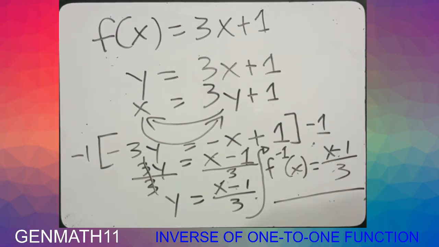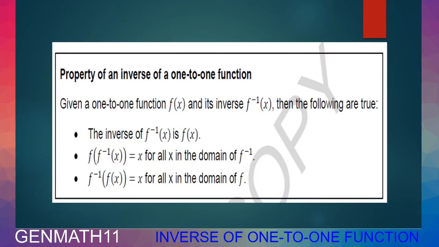Tumungo tayo sa next example. Siguro naman naiintindihan nyo yung pagko-compute or pag-solve ng ating inverse of 1-to-1 function. Okay, tumungo tayo sa property of inverse of 1-to-1 function. Given a 1-to-1 function, f of x and its inverse f negative 1 of x, then the following are true. The inverse of f negative 1 of x is equals to f of x.